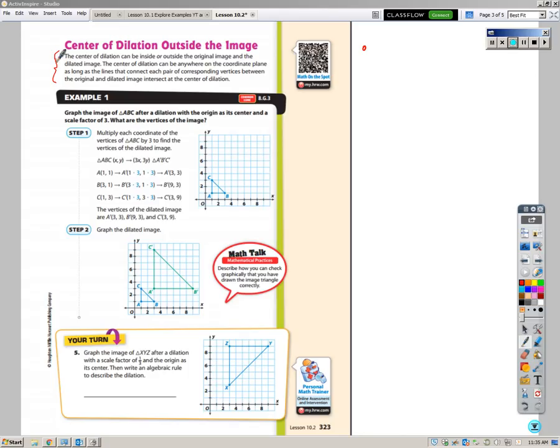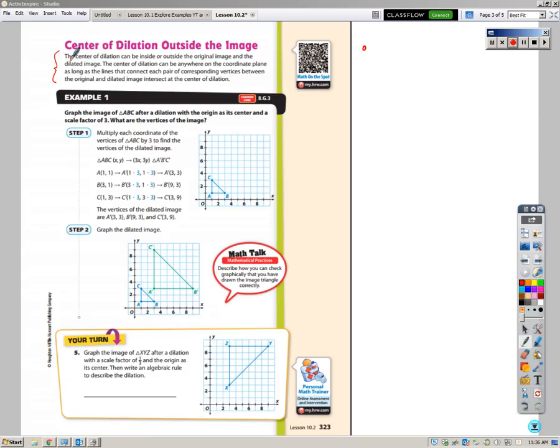So just real quick here. Starting right here, the center of dilation can be inside or outside the original image and the dilated image. The center of dilation can be anywhere in the coordinate plane, as long as the lines that connect each pair of corresponding vertices between the original and the dilated image intersect at the center of dilation.